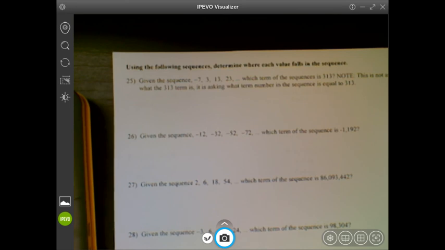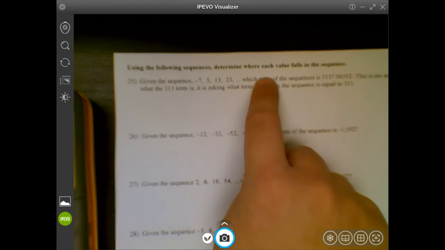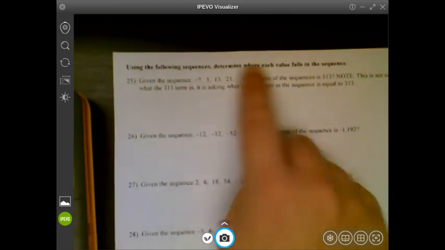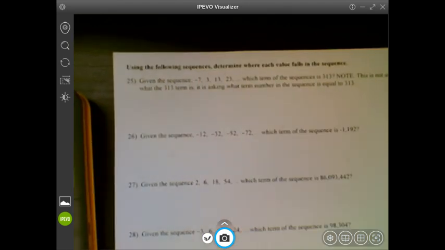All right, so it says, given the sequence -7, 3, 13, 23, which term of the sequence is 313? It's not saying what is the 313th term. It's saying, hey, what n number, what n did we plug in? Where does 313 fall? If I were to continue this list, I would get 313. What number would it be in the list? That's what we're asking for.